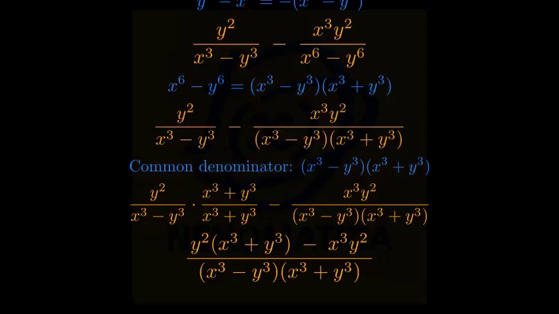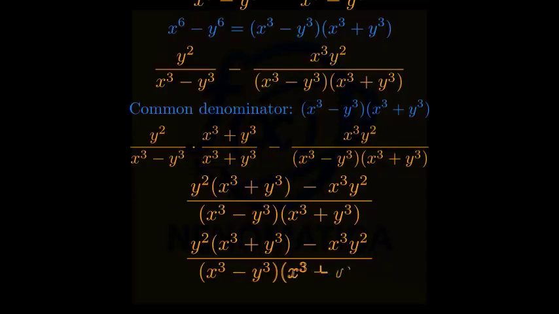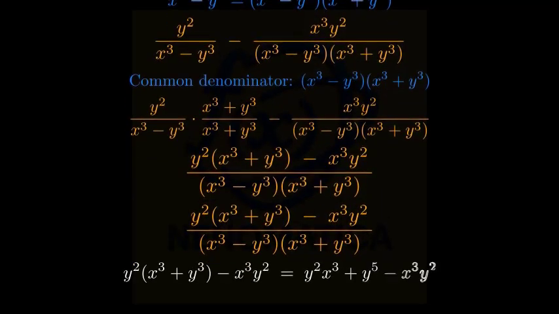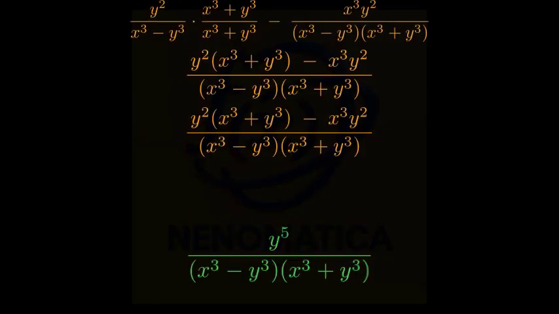Now focus on the numerator. Distribute y squared across the parentheses. Y squared times x cubed plus y squared times y cubed, then subtract x cubed y squared. The y squared x cubed and the minus x cubed y squared cancel perfectly, leaving just y to the fifth in the numerator. Therefore, the entire fraction simplifies to y to the fifth over left parenthesis x cubed minus y cubed right parenthesis times left parenthesis x cubed plus y cubed right parenthesis. That is.